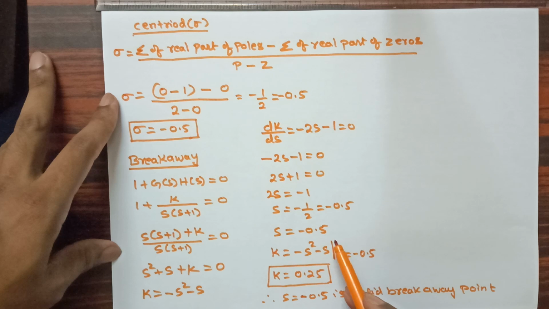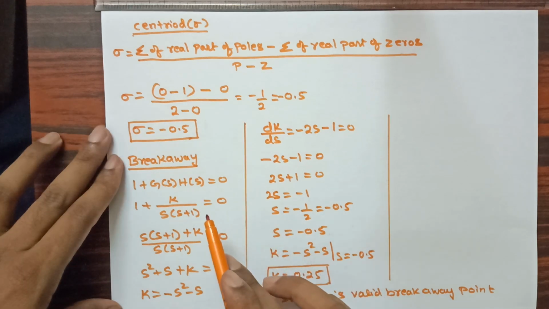Now in this I got the real breakaway point. Therefore I am going to use this k equation, and substitute the s value in it, and then check whether it is positive or negative. If I get a positive value, then it is valid. If I get a negative value, then it is an invalid breakaway point.